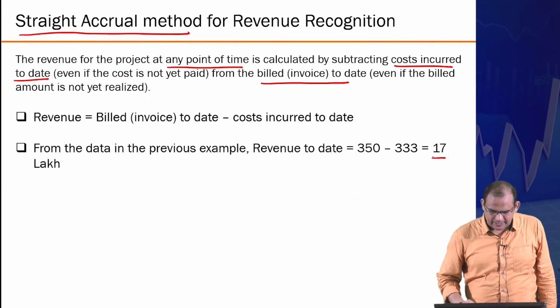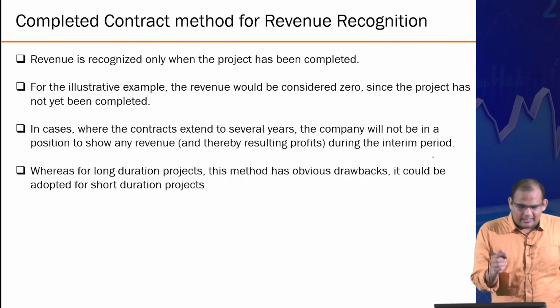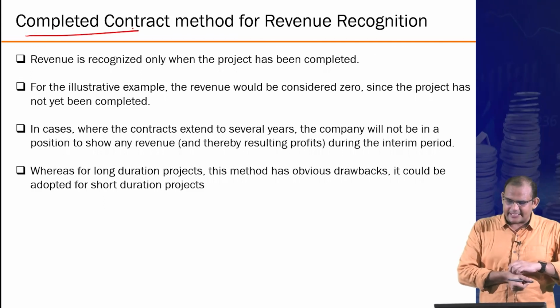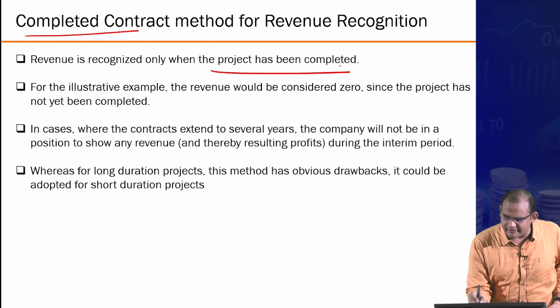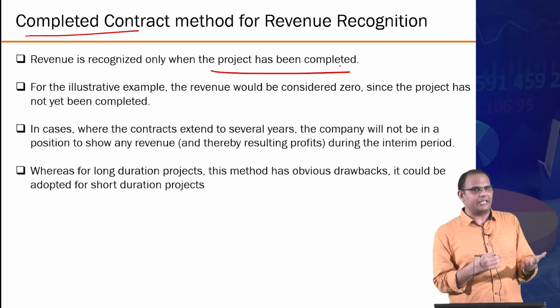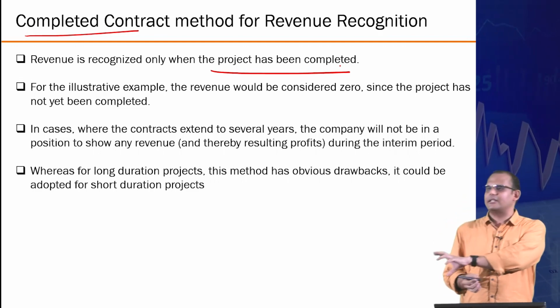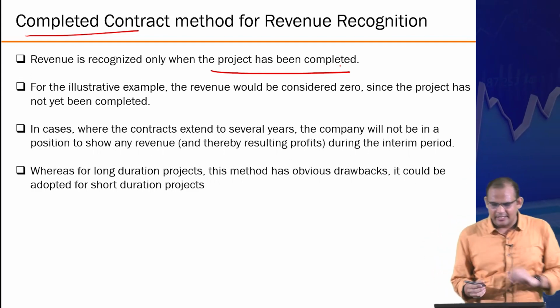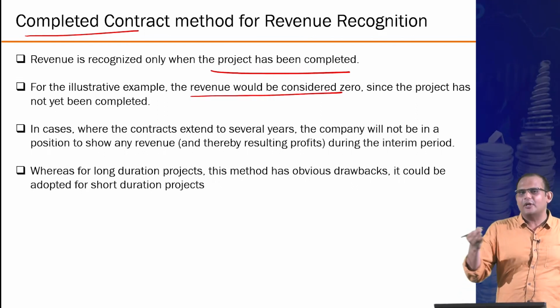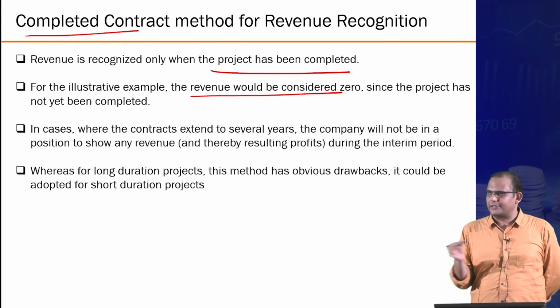The third principle in this is the completed contract method for revenue recognition. In this case, the revenue is recognized only when the project has been completed. So there is no intermediate payment of any sort. Essentially, the full revenue gets recognized when you complete the project. So in this case, revenue would be zero at any point of time during the project duration, right?